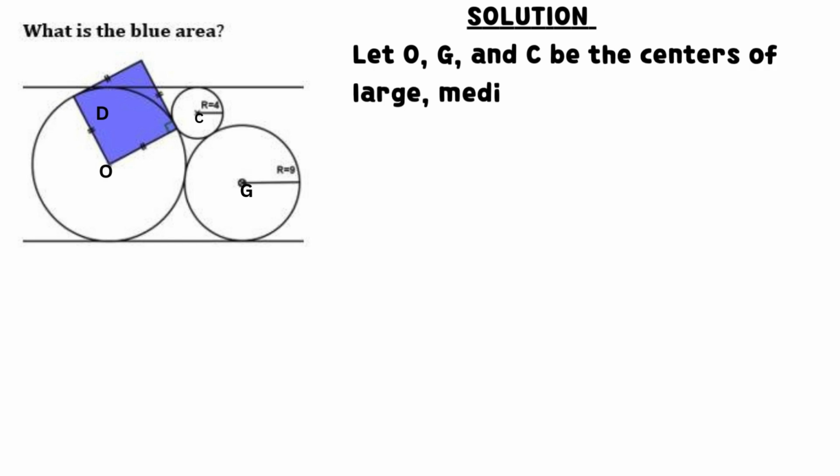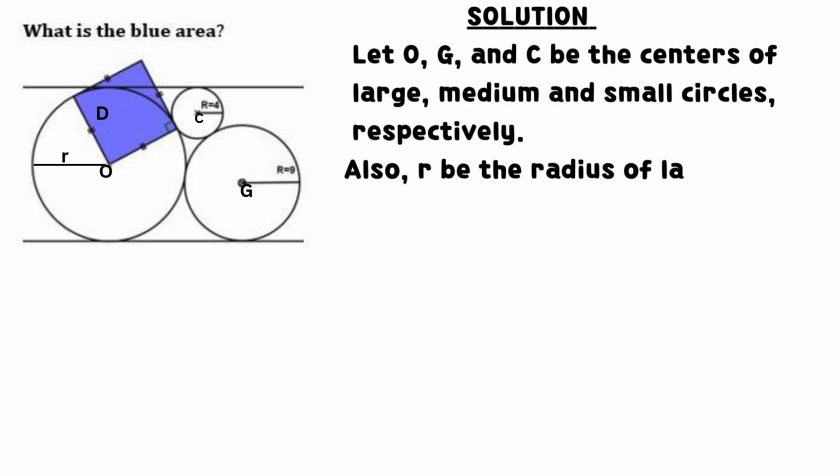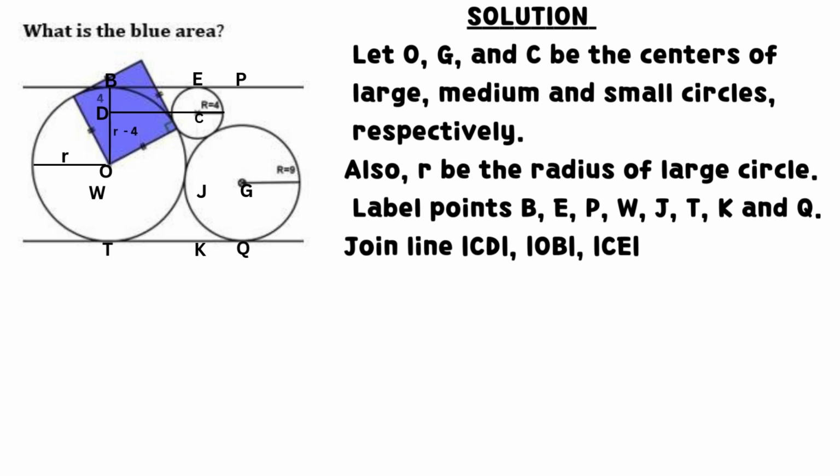Let O, G, and C be the centers of the large, medium and small circles, respectively. Also, let R be the radius of the large circle. Label points B, E, P, W, J, T, K, and Q. Join line CD, line OB, line CE, and line OC.